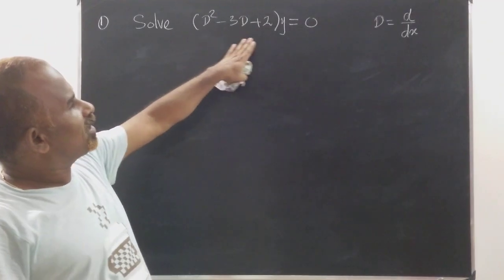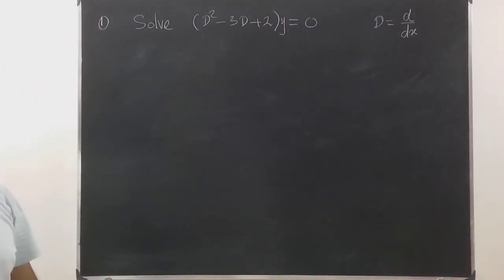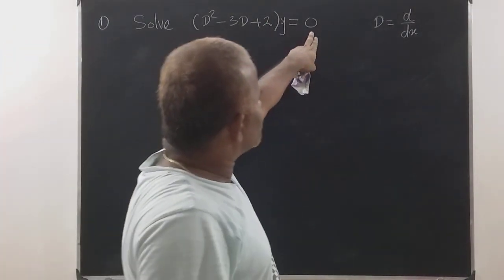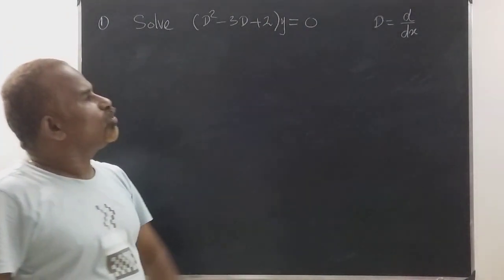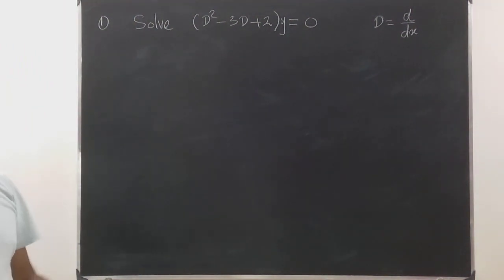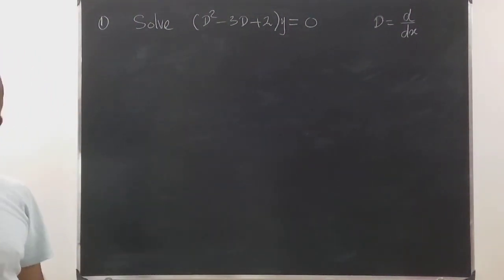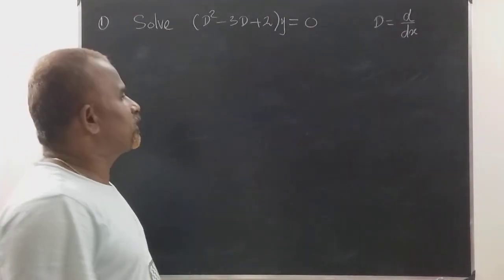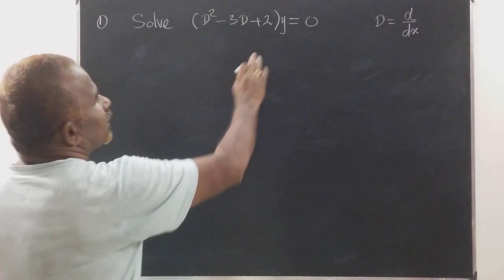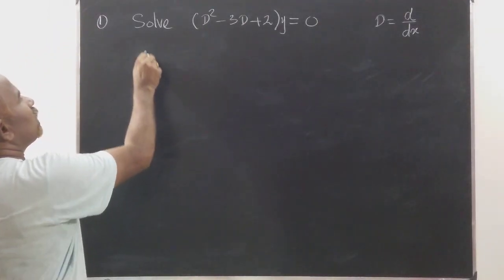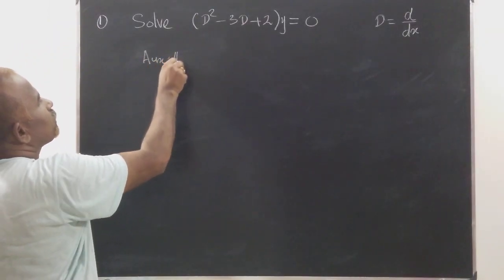The general solution of this differential equation is equal to the complementary function. Suppose the right hand side is a function of x, we have to find the particular integral. The general solution is equal to complementary function plus particular integral. Here the right hand side is equal to 0, so we have to find the auxiliary equation.